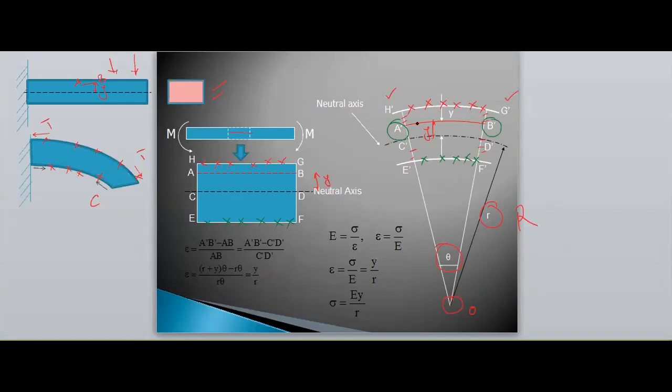Now I need the length of the arc. We can calculate the length of the arc by using R into theta, which is equal to C dash D dash. Geometrically, the length of the arc is R into theta, equal to C dash D dash. We will call it the chord length.